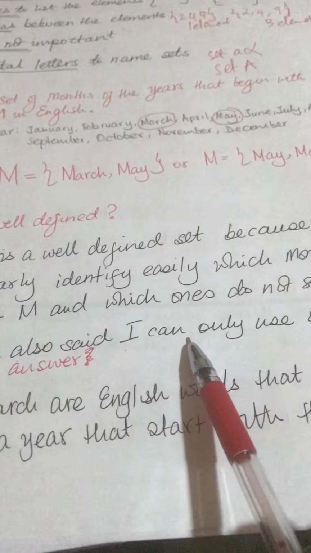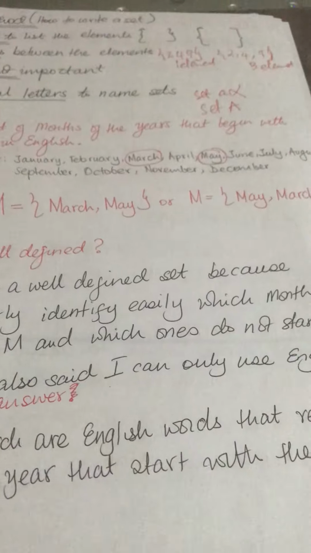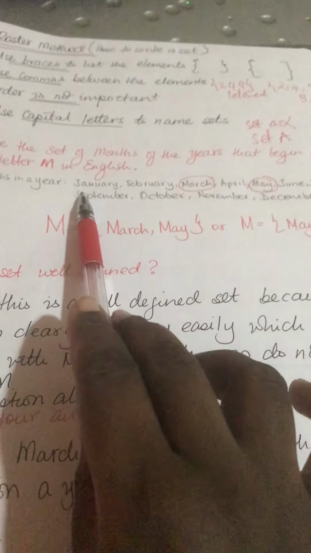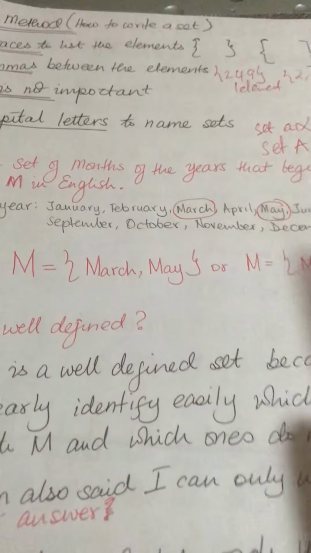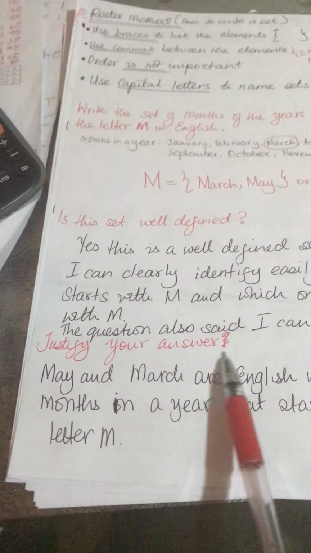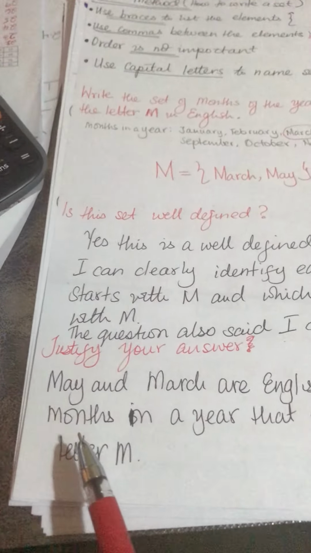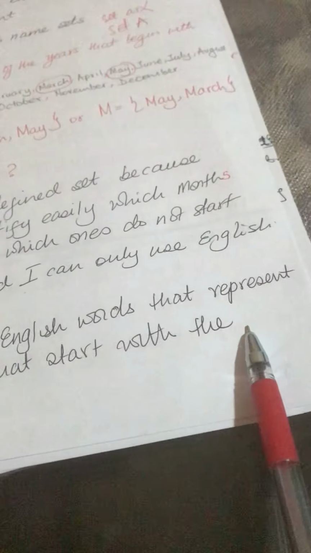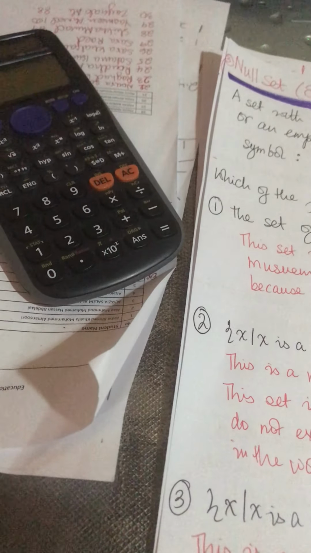The question also said I can only use English. It didn't say I can use any other language. So my months are in English and I can easily see which ones start with M. So I wrote here, what is my justification? May and March are English words that represent months in a year and they start with the letter M. So that's how I answered that.